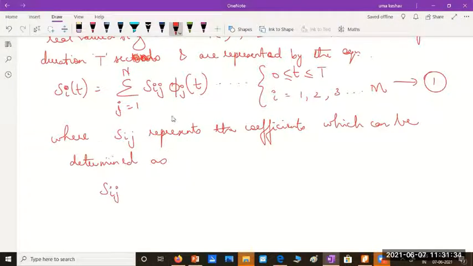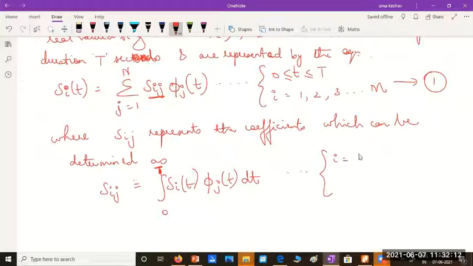Remember, we wrote the analysis and synthesis equations and blocks also. So Sij could be written as integral Si of t phi j of t dt over the interval 0 to capital T. I would find the coefficients Sij using the integration of the given signal with the orthonormal basis function over a time interval 0 to T, one time period. Here I ranges from 1 to m and J ranges from 1 to n. This is how I represent the coefficients.